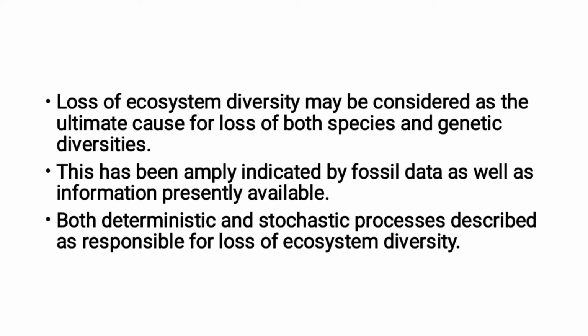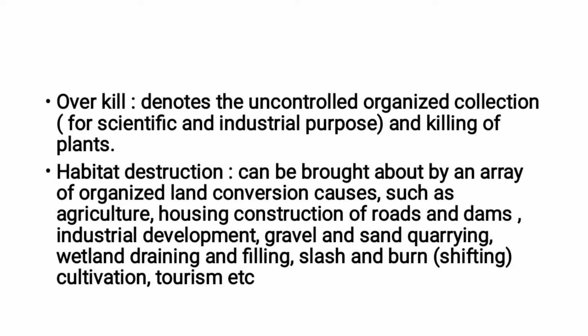Then, the loss of ecosystem diversity may be considered as the ultimate cause for loss of both species and genetic diversities. This has been amply indicated by fossil data as well as information presently available. Both deterministic and stochastic processes are described as responsible for loss of ecosystem diversity. The first one, overkill. It denotes the uncontrolled organized collection and killing of plants.